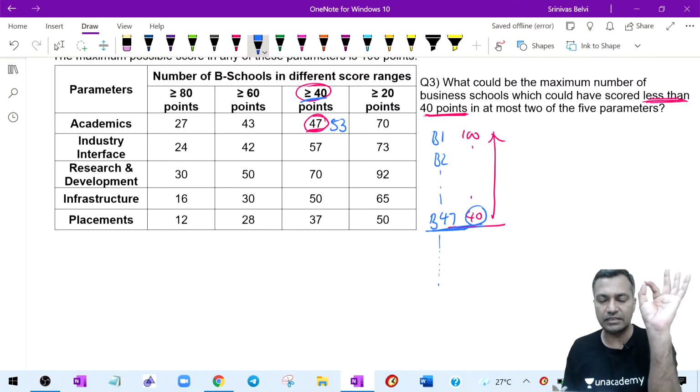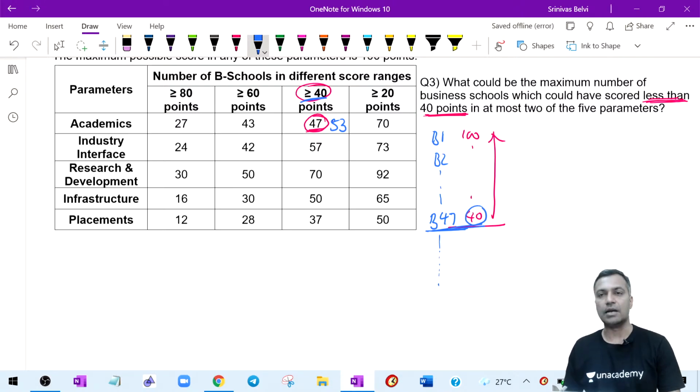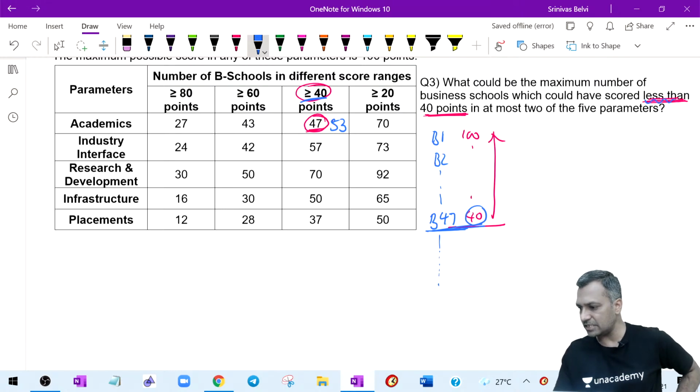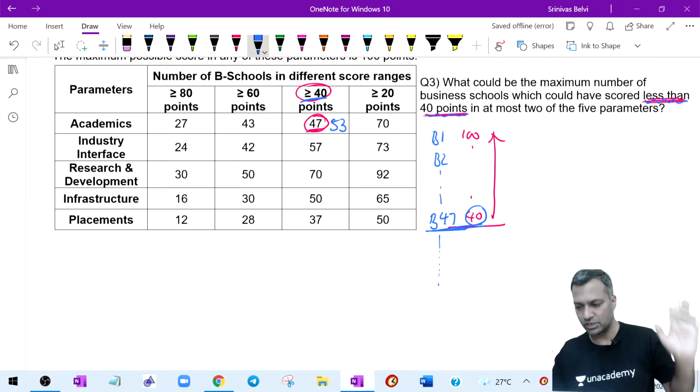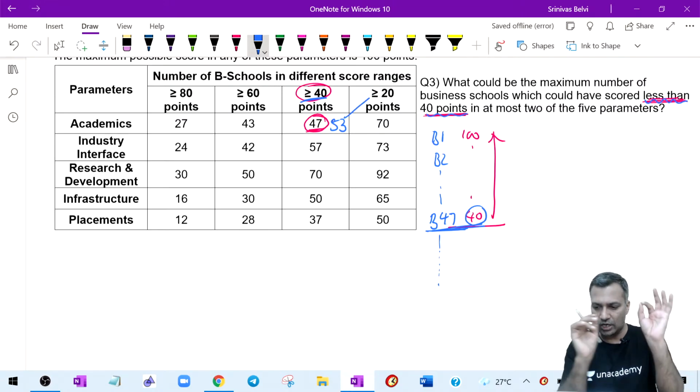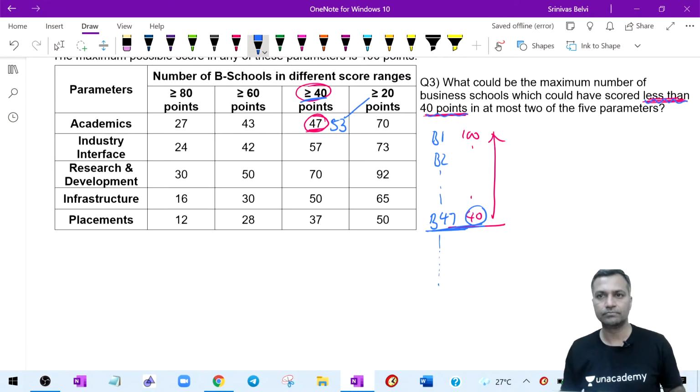Is the number 53 clear to all of you? If 47 B schools have greater than or equal to 40 points, the remaining 53 B schools will have less than 40 points. That is the point here, because this time he's saying tell me less than 40 points. Less than 40 points are 53 B schools. That is the first number I should write. I look at 47, but I will write 53. Is that 53 clear first?